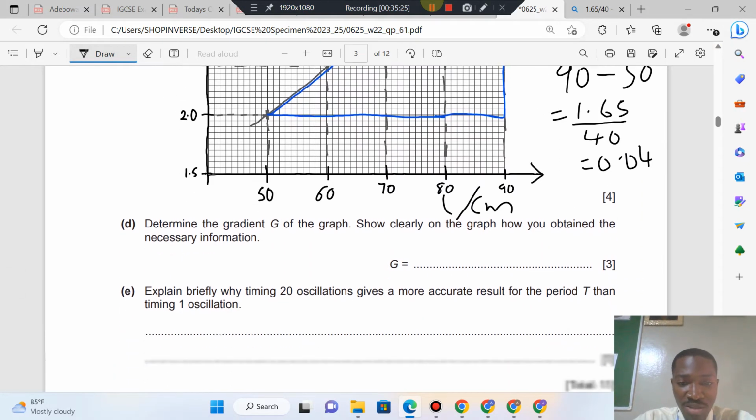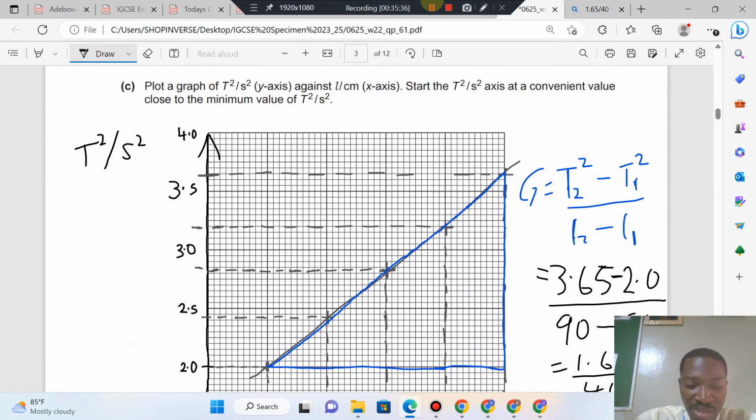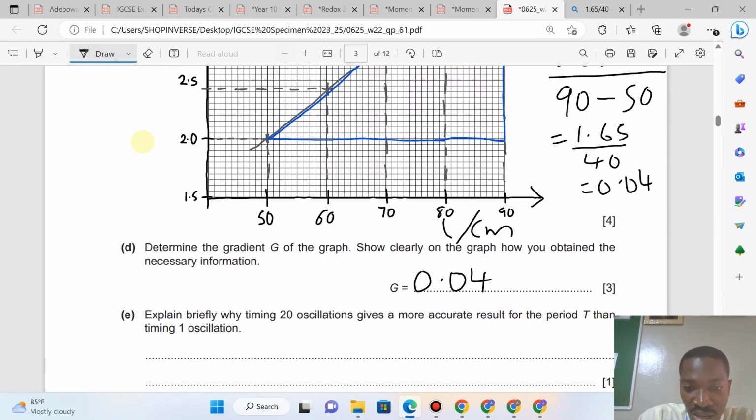So if you want to write your answer, you write 0.04. Since it's t squared on the vertical axis, the SI unit of the vertical axis is second squared. Okay, t squared is measured in second squared. So it starts with the SI unit of what you have on the vertical axis, second squared, then it is a graph of t squared against length, and the length is on the denominator. That will be second squared per centimeter. 0.04 second squared per centimeter. That is our answer, and that is correct. Okay. Go on to the next question.